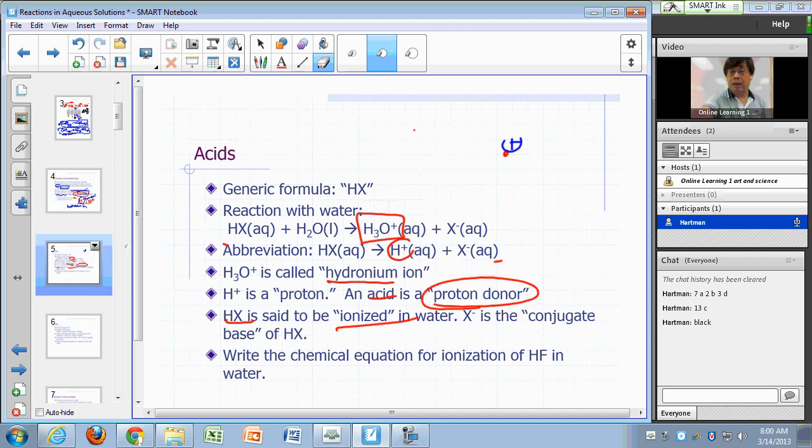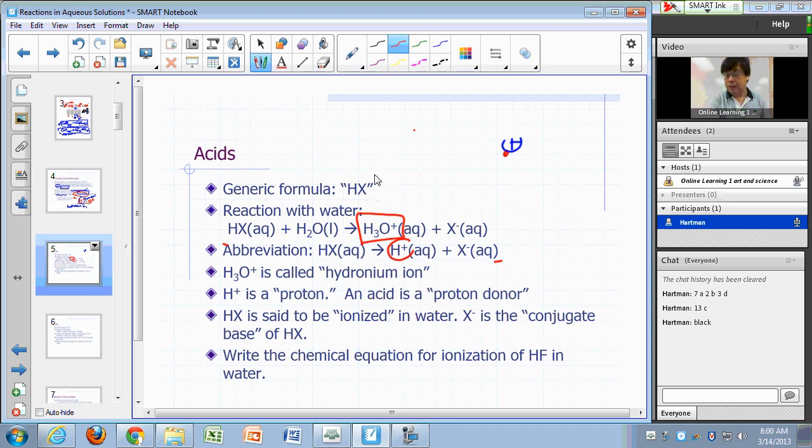So we say HX is the acid, and the ion that's left behind after it donates a proton, in this case X minus, is called the conjugate base of HX. So if you have an acid, it donates a proton to the water molecule. The acid is called a proton donor, and what's left behind, in this case X minus, is called the conjugate base.